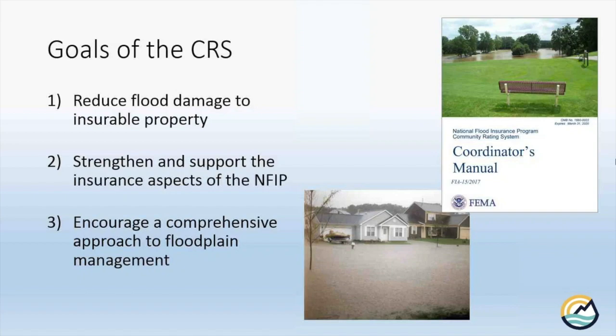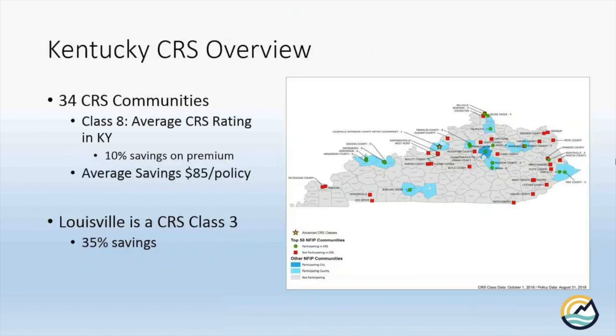CRS is trying to strengthen and support the insurance aspects of the NFIP. So again, if the insurance doesn't cost as much, people are more likely to have it. And then encourage a comprehensive approach to floodplain management. So not just thinking about issuing permits, but saying, hey, this area over here, let's use it as a ballpark, or let's leave it empty rather than let somebody build on it. So it really is a big picture view of floodplain management.